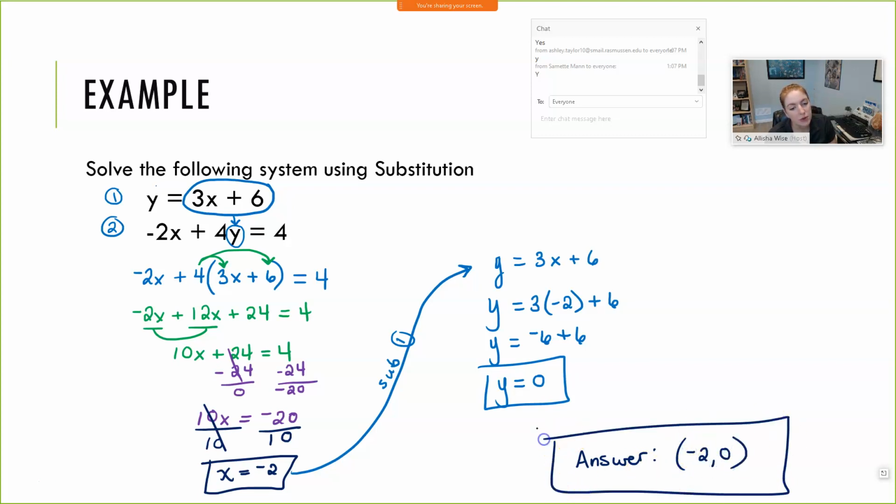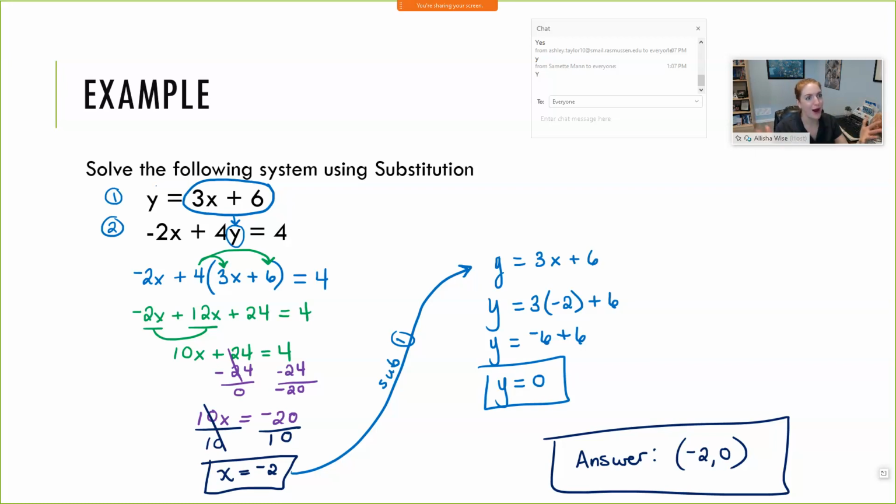So these two lines are going to intersect at -2, 0. That's where they're going to cross. This is the point that works in both the first equation and the second equation. And we could check by plugging it back into both equations. I'm not going to do that because of time, but that's generally the idea. So this is substitution. Let's go ahead and practice some more.